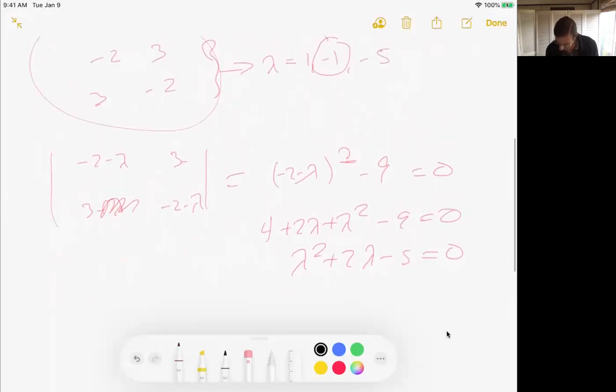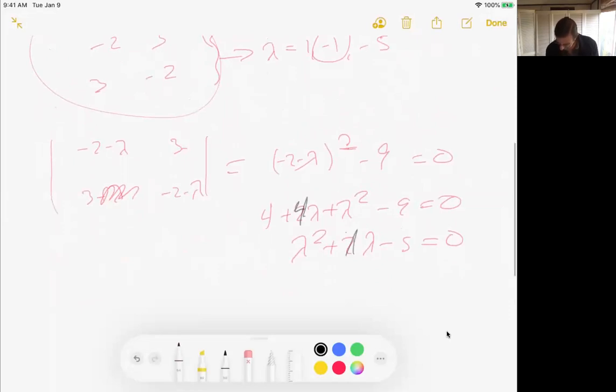Did I do something wrong? Oh, I did do something wrong. This should have been a 4. So that's a 4. That's better. So that's lambda plus 5, lambda minus 1 equals 0. So lambda is 1 and minus 5.